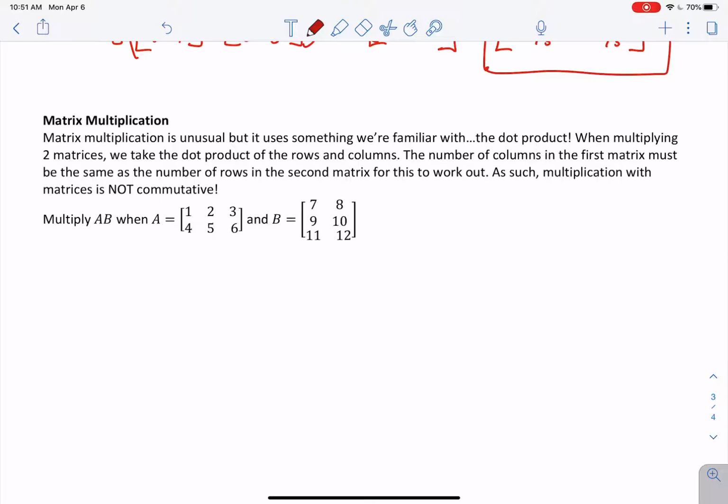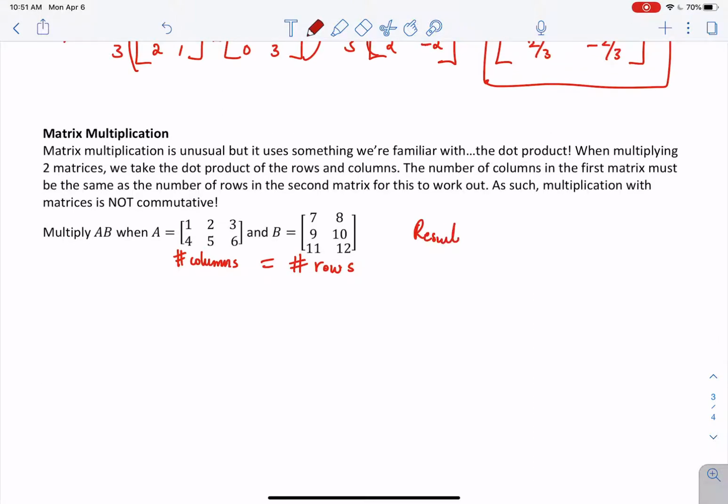So for matrix multiplication, we need to make sure that we have our two matrices. These ones are going to be of slightly different sizes. They could be the same size, but they don't have to be. What's important here is that the number of columns in the first matrix needs to equal the number of rows in the second matrix. The result will be a matrix that has the number of rows of the first matrix and the number of columns of the second matrix. So basically it's going to give you the opposite things as what needed to be equal here.